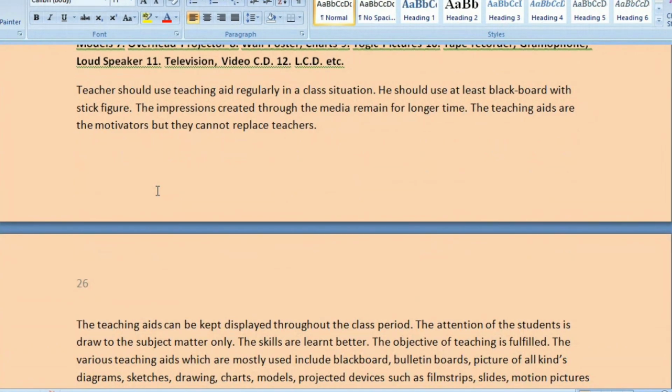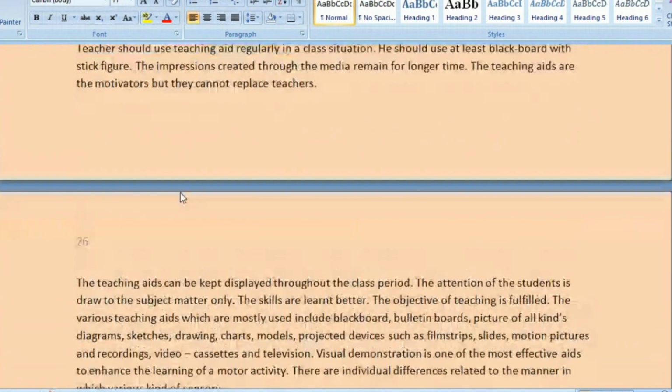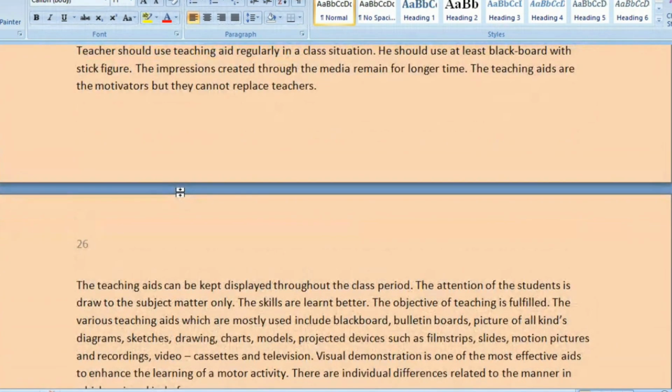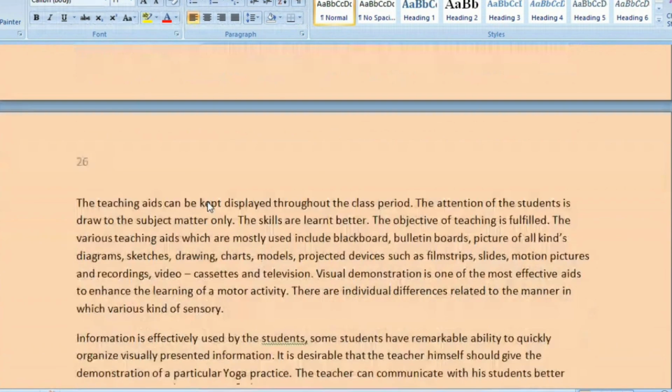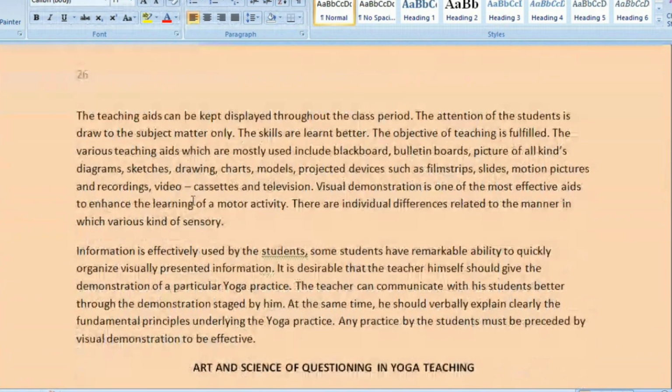The impression created through the media remains for a longer time. The teaching aids are motivators, but they can't replace the teacher. The teaching aids can be kept displayed throughout the class period. The attention of the student is drawn to the subject matter only. The skills are learnt better. The objective of teaching is fulfilled.